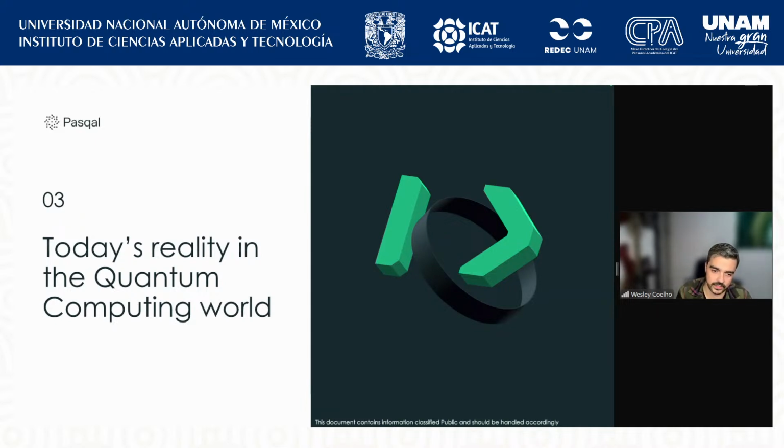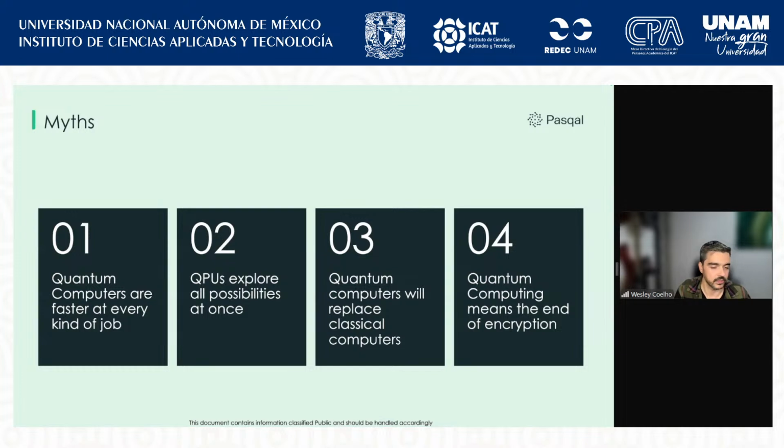So let's talk a little bit about what's going on today in the quantum world, these last few minutes. First of all, the myths about quantum computing. A lot of people are saying that quantum computers are faster at every kind of job. It's not true. Quantum computers don't do faster operations than classical computers. It's just that quantum computers do different operations.